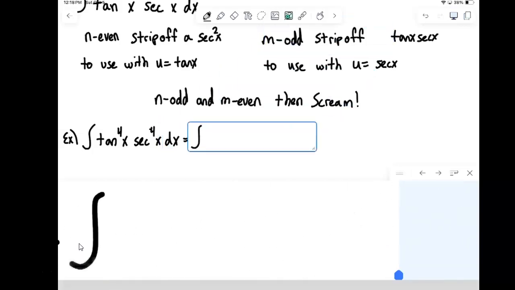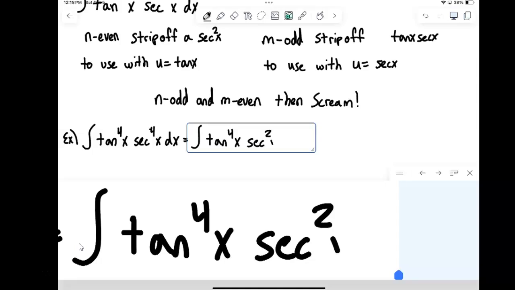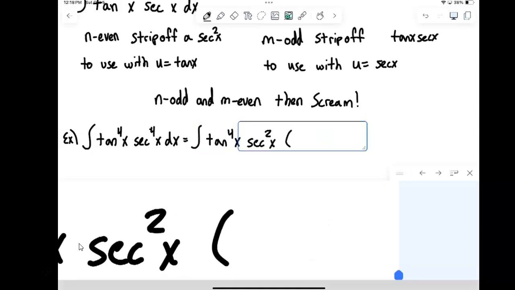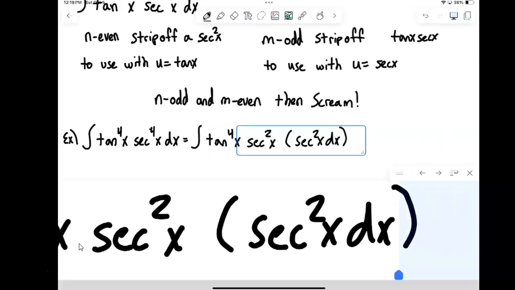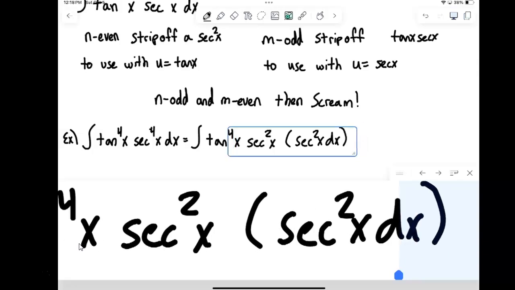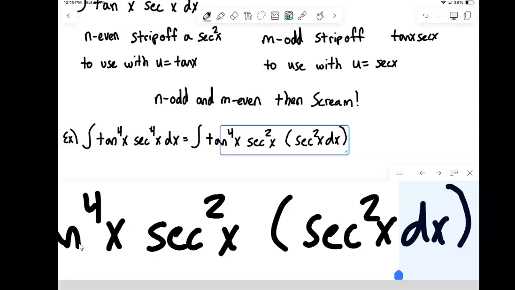While we were using the setup I mentioned above, tangent to the fourth x. So I'm taking one of the secant squareds away, so I'll still have one left over. And now I have a secant squared to go with my dx. So we go ahead and make that adjustment. Okay. Then the remaining secant can be transformed into a tangent.